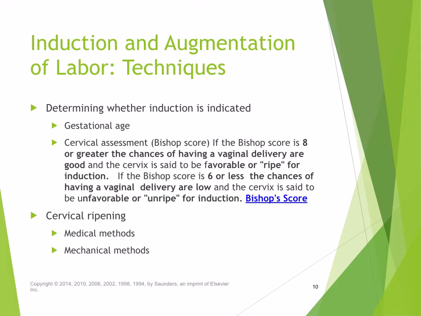A cervix that is favorable for an induction is a cervix that's going to be much more receptive to medications or interventions used to start or add to a labor. We want a cervix to be nice and soft, perhaps even a little bit open, to really be receptive. When a patient has a low Bishop score, they have what's called an unfavorable or unripe cervix for induction. So we know those patients are going to be more challenging to induce labor. Cervical ripening methods include both medication management as well as mechanical dilators.